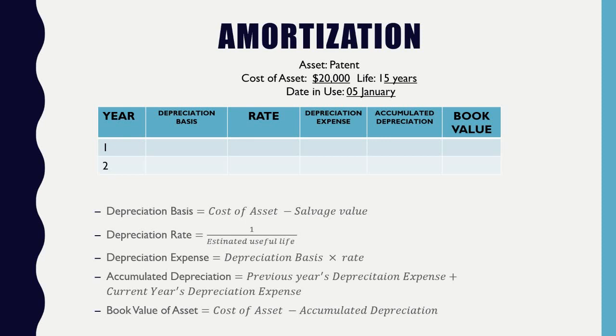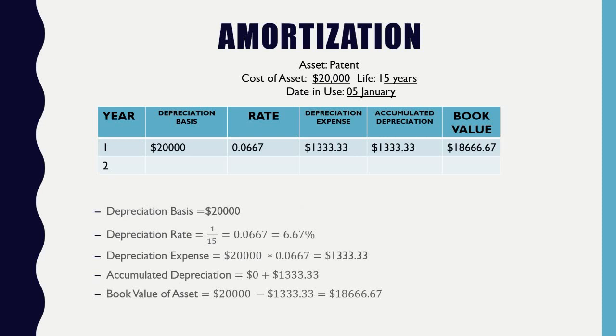What's my depreciation expense going to be? Well, it's 15 years? Okay, 15. That is going to be 20,000 times the rate. The answer is 1,333.33. Good. All right, $1,333.33.